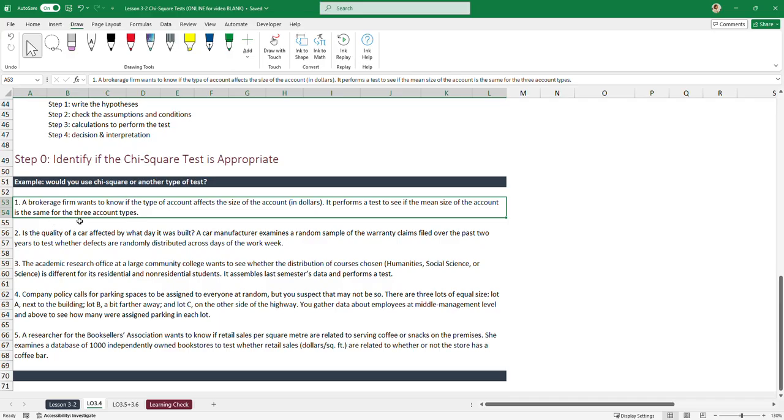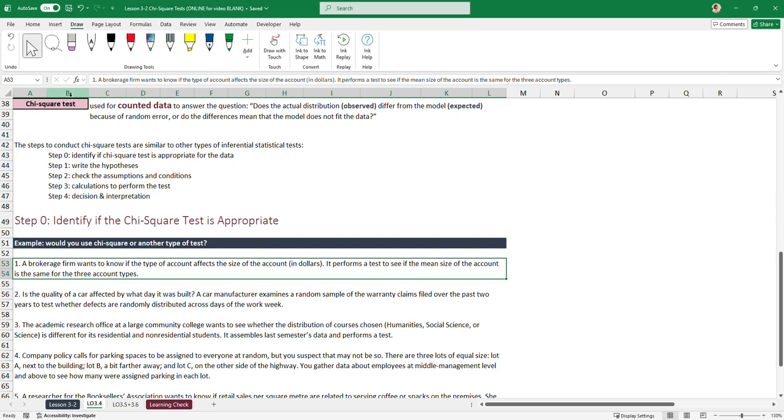So the first example we have is that a brokerage firm wants to know if the type of account affects the size of the account in dollars. It performs a test to see if the mean size of the account is the same for 3 account types. So chi-squared is used for counted data. That means only categorical information. If you look in this question, it says we're looking at the size of the account in dollars, and we want to find the mean or average size of the account.